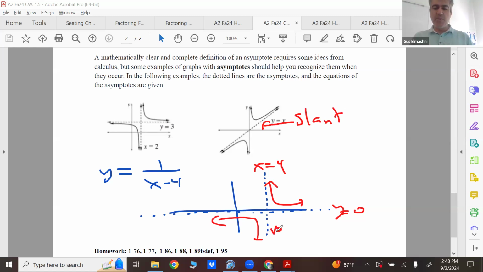But this is vertical, obviously, and that's horizontal. So asymptotes could be vertical, horizontal, or slanted. And I think that's all I needed to say about that today. Okay. So we're all done.